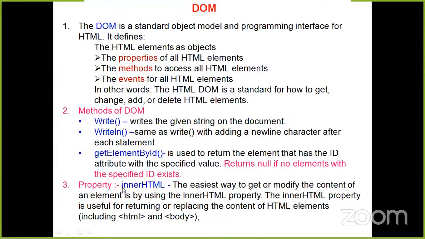Now the one more property is the innerHTML. So easiest way to get or modify the contents of an element is by using the innerHTML. So the innerHTML property is useful for returning or replacing the contents of the HTML elements. When you are going to use the logical tag, that is the div tag, that is the division of your document. In that case, you can use the innerHTML property to display the returning or replacing the content of the HTML elements. Okay, so which includes in the HTML and the body part of your HTML file.